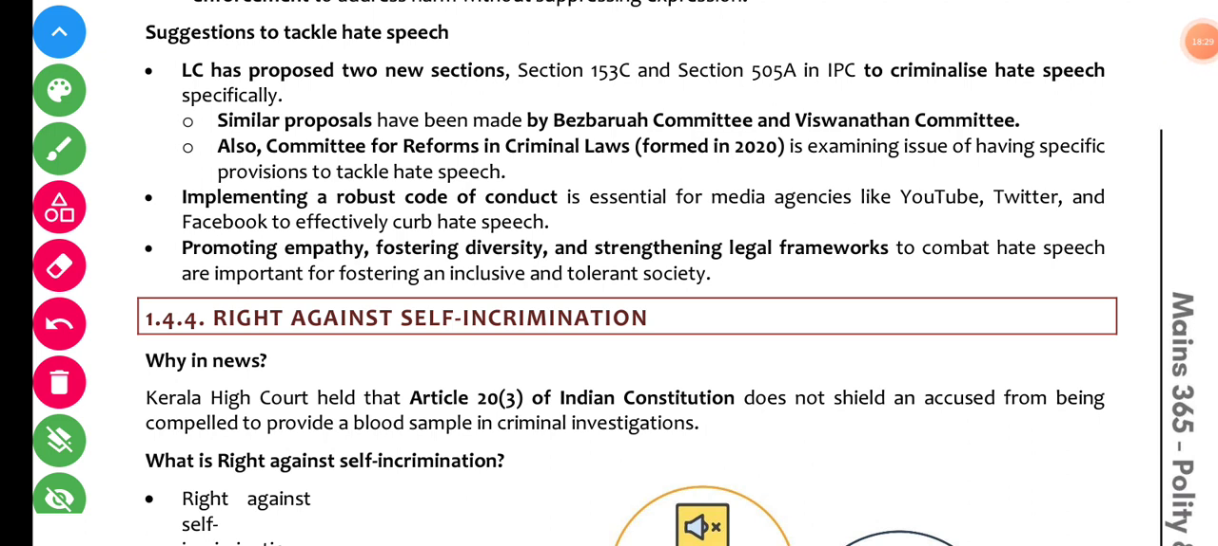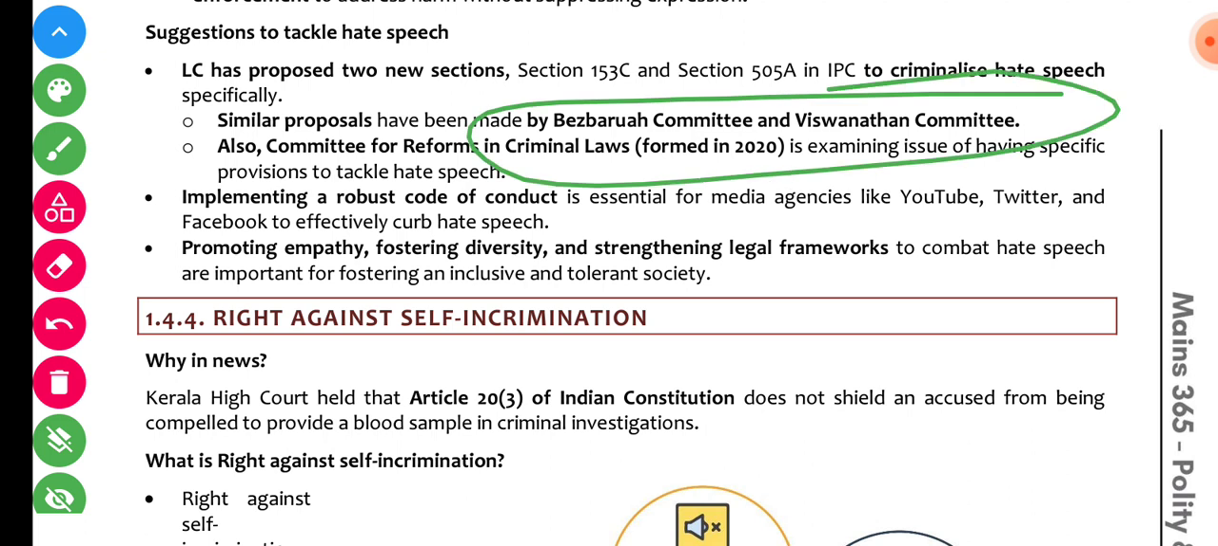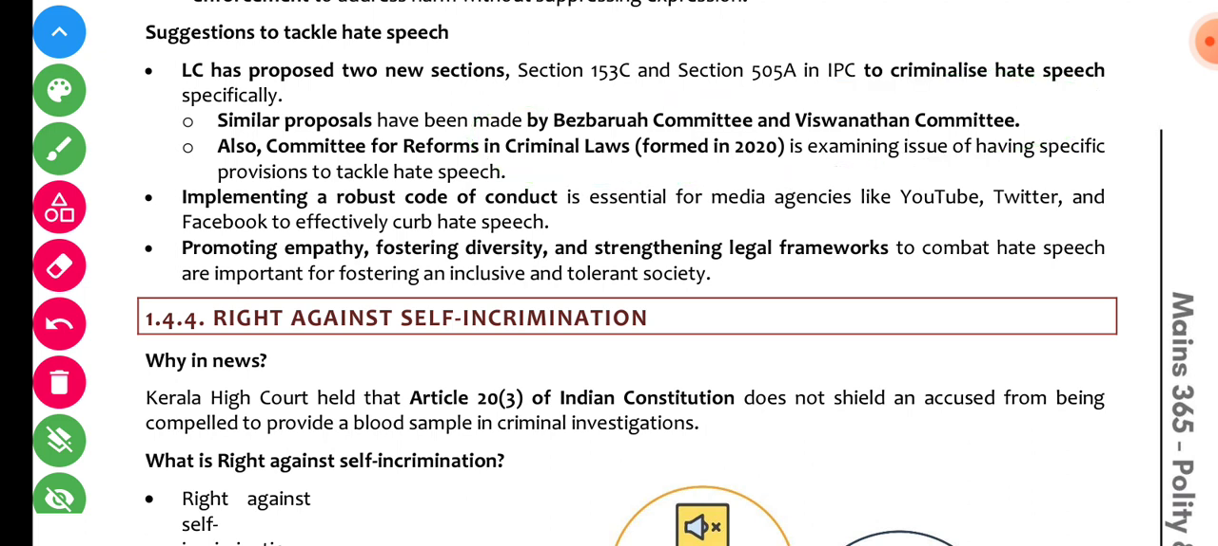Law Commission has proposed two new sections, that is Section 153C and Section 505A in IPC, to criminalize hate speech significantly. Similar proposals have been made by the Bezbaruah Committee and Viswanathan Committee, and the Committee for Reforms in Criminal Laws formed in 2020 is examining the issue of having specific provisions to tackle hate speech. Implementing a robust code of conduct is essential for media agencies like YouTube, Twitter, and Facebook to effectively curb hate speech. Promoting empathy, fostering diversity, and strengthening legal frameworks to combat hate speech are important for fostering an inclusive and tolerant society.